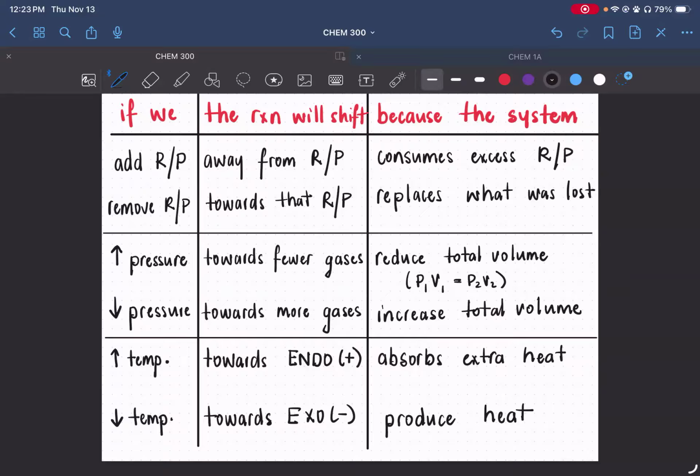Does everyone have a copy? You didn't get a copy? You just need one more? Okay.